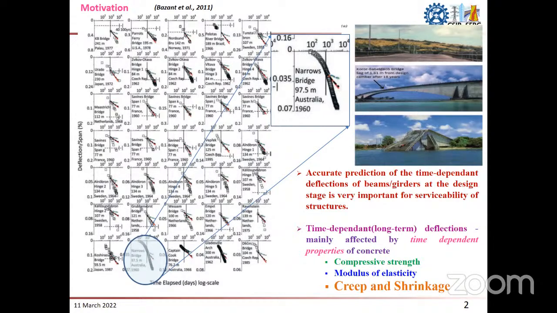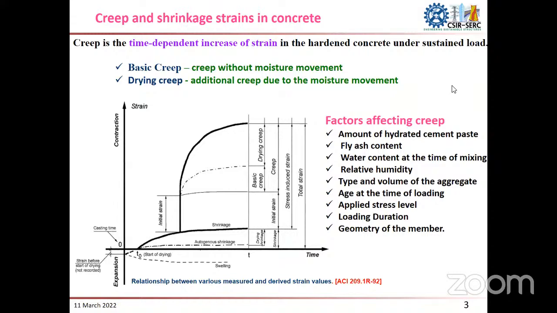Time-dependent deflections are mainly affected by time-dependent properties of concrete, such as compressive strength development with time, modulus of elasticity with time, and creep and shrinkage. Today we will be concentrating on creep and shrinkage. Creep is the time-dependent increase in strain in hardened concrete under sustained load, which can be classified into basic creep and drying creep. Basic creep is when there is no moisture movement between the specimen and atmosphere. Drying creep is additional creep due to allowing moisture movement from the specimen to the environment.